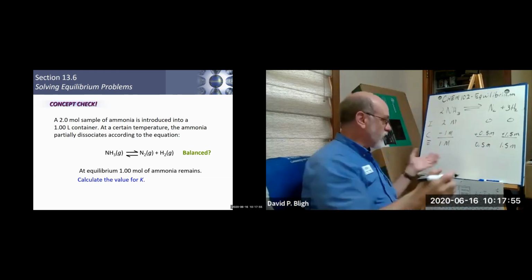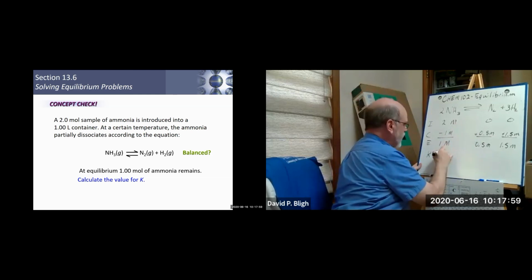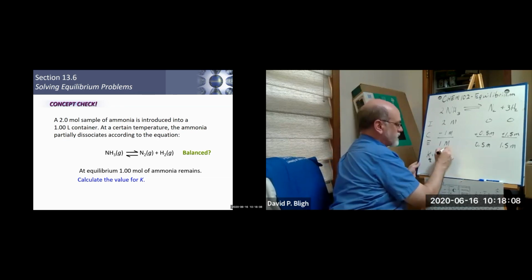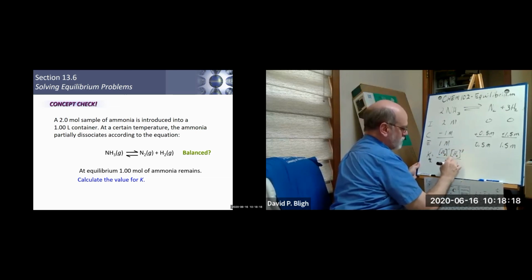So now we can calculate K, right? K is nitrogen. Oops. And notice in this case, it's K_eq. We're using molarity. And that's to the 1st power. Hydrogen to the 3rd power. And ammonia to the 2nd power. Right?